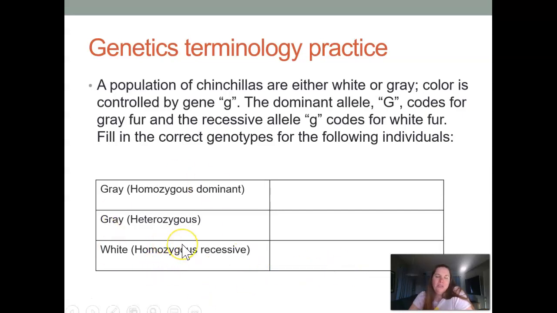So be able to determine what the genotype is of an organism if given its phenotype, or if we tell you whether it's homozygous or heterozygous.